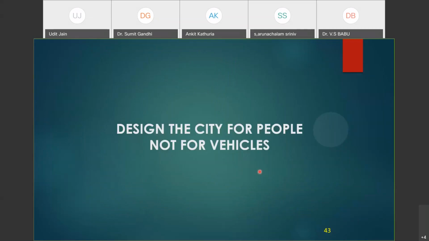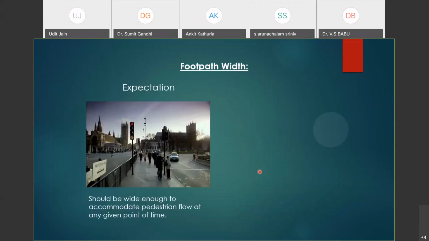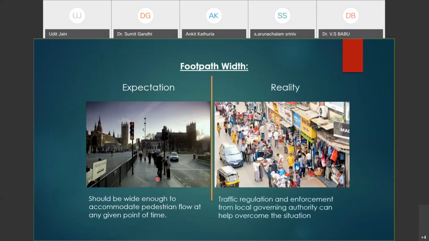More importantly, we need to understand that we have to design the city for the people and not for the vehicles. What do I mean by that? When we design, we expect that we will provide a wide enough footpath, we will provide space for the pedestrians to stand, there will be a refuge island and an ideal crossing. But even if we do that, this is what happens in reality. If there is a wide footpath, we will see that the shops will be extended onto the footpath, there will be vendors and hawkers, there will be people parking their vehicles on the footpaths, again leaving no space for the pedestrians to walk. So again, these are some issues that need to be addressed.